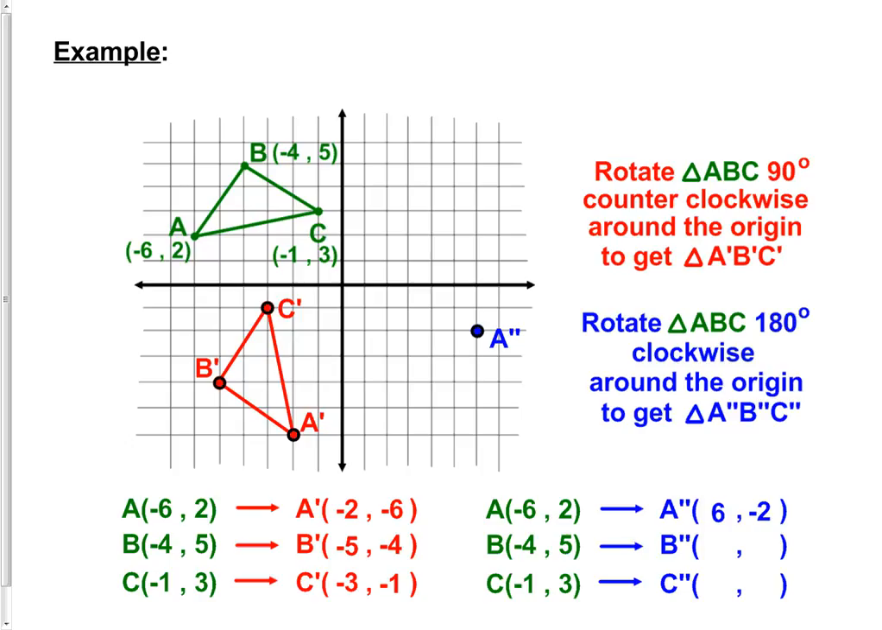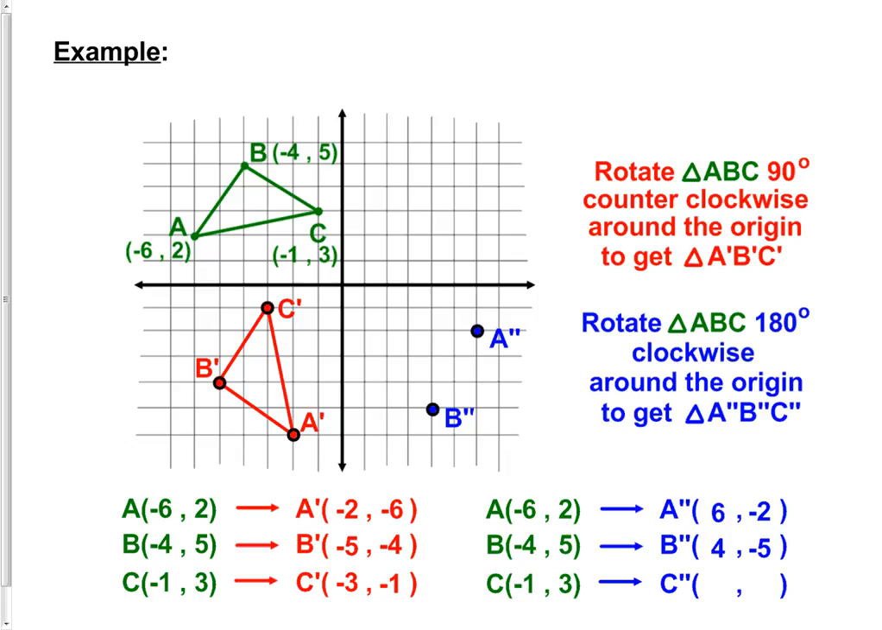With B going to B double prime, again, the 4 and the 5 are going to stay put, only we will be on the positive side of the x-axis and the negative side of the y-axis. So we've got +4, -5. And there is point B double prime.